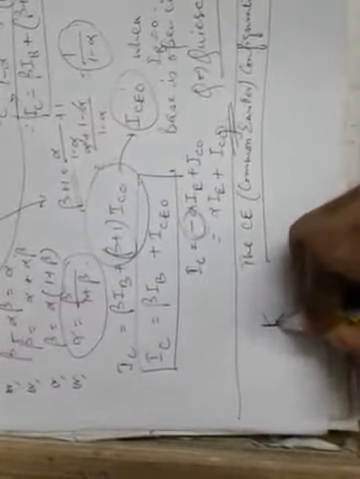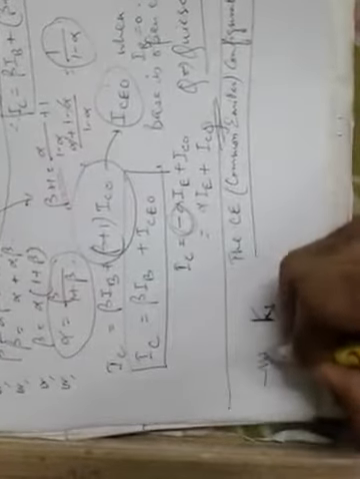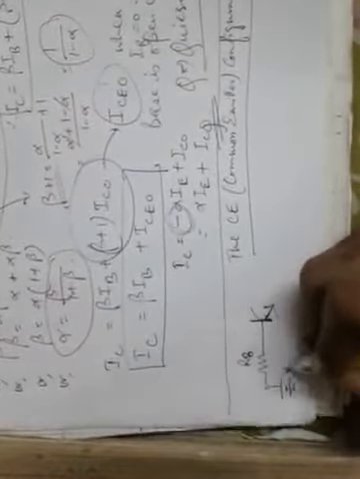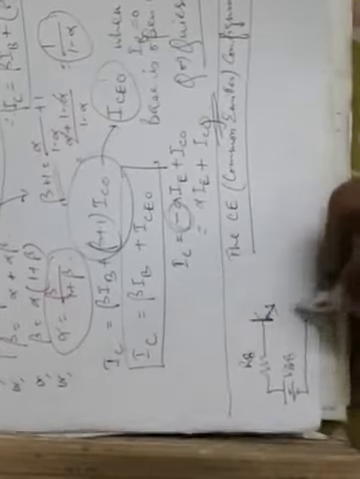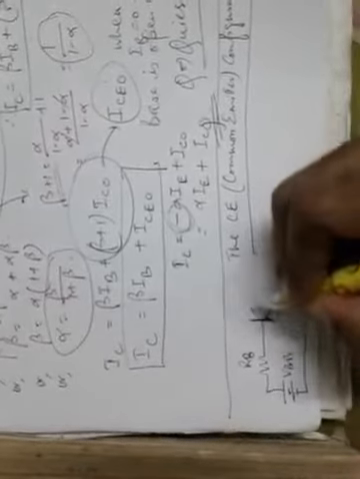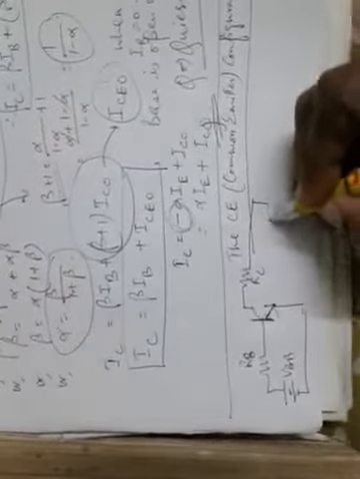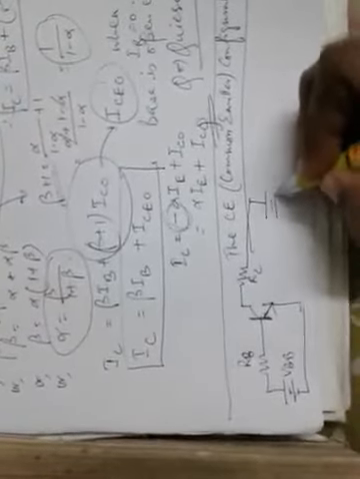So let us first take the NPN BJT. So this is the NPN BJT. A base resistance RB is taken. A base biasing voltage source is taken as VBB. A collector resistance RC is taken, and a collector biasing voltage source VCC is taken.